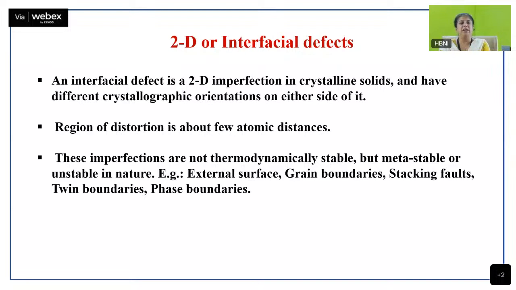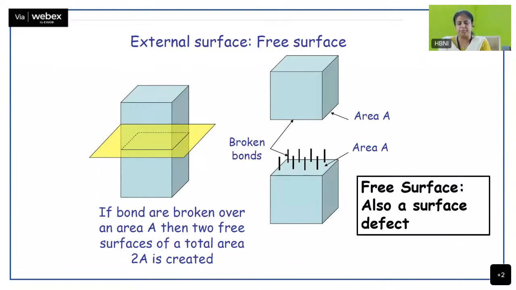Again, I don't know whether I told you that point imperfections such as vacancies, interstitial, Schottky, and Frenkel are thermodynamically driven and stable. Line dislocations are not thermodynamically driven. They are associated with high energy. They tend to increase the energy of the crystal system. And the same is true with your two-dimensional or interfacial defects. They are not thermodynamically stable, but they could be metastable or they could be unstable in nature, and they lead to an increase in energy of the system.